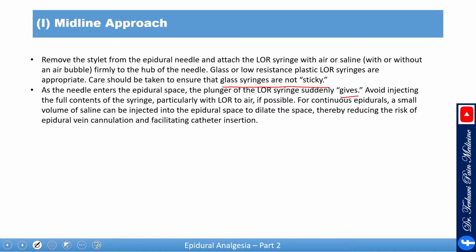Avoid injecting the full content of the syringe, particularly with loss of resistance to air, if possible. For continuous epidurals, a small volume of saline can be injected into the epidural space to dilate the space, thereby reducing the risk of epidural vein cannulation and facilitating catheter insertion. I really like injecting some saline, especially when I'm doing labor epidurals.